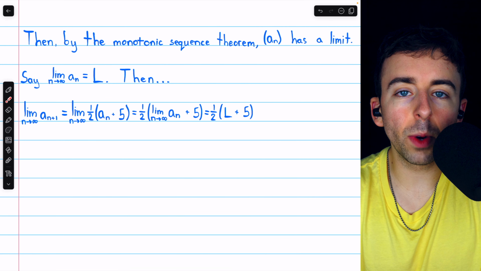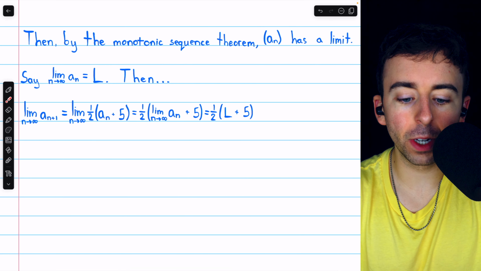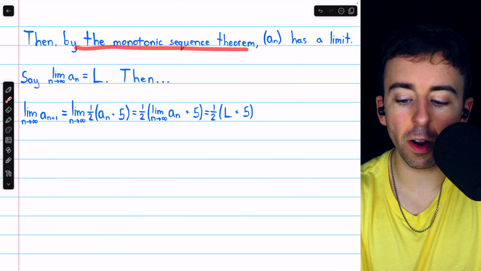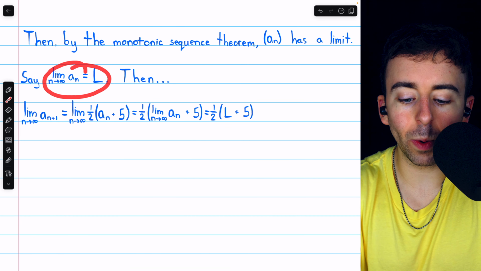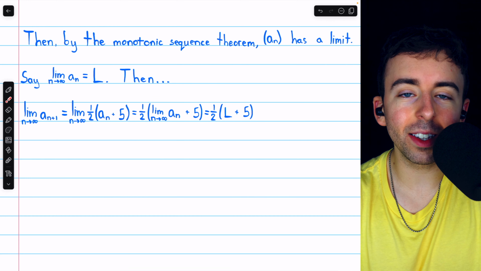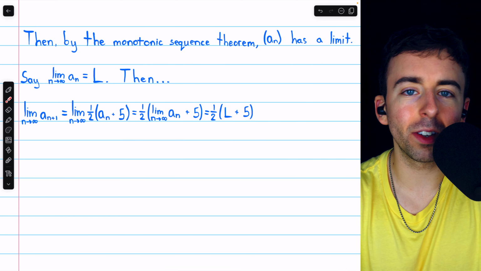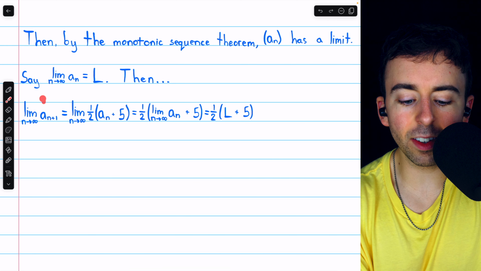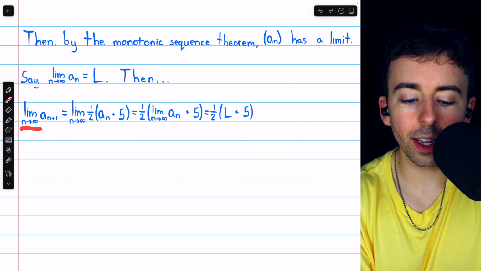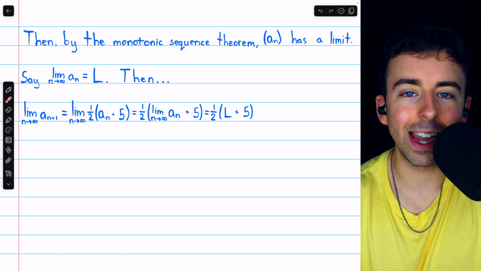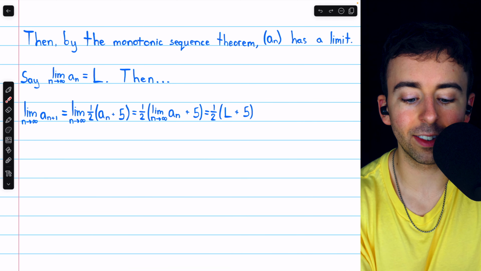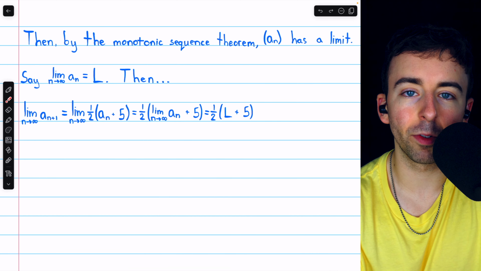Now that we know our sequence is both monotone and bounded, by the monotonic sequence theorem, it must have a limit. Let's say the limit of our sequence is L. Now that we know it exists, we can do some algebra to figure out what it is. Consider the limit of a_(n+1) as n goes to infinity. Note, this is really the same as the limit of a_n. They're the same sequence, except a_(n+1) just skips the first term.